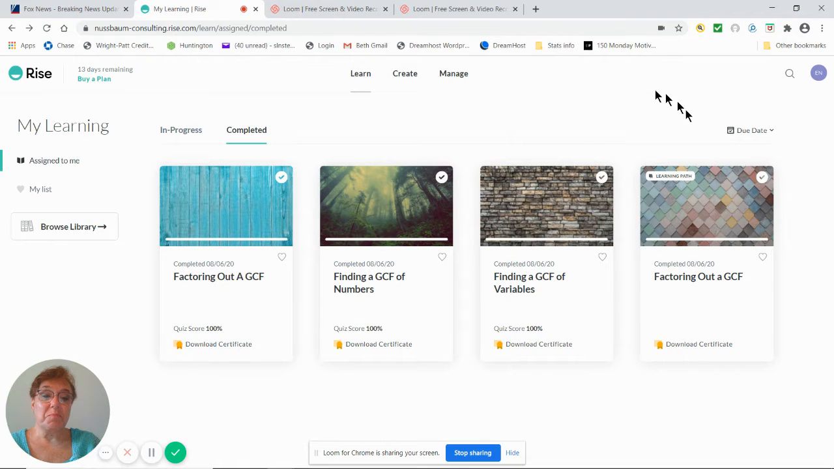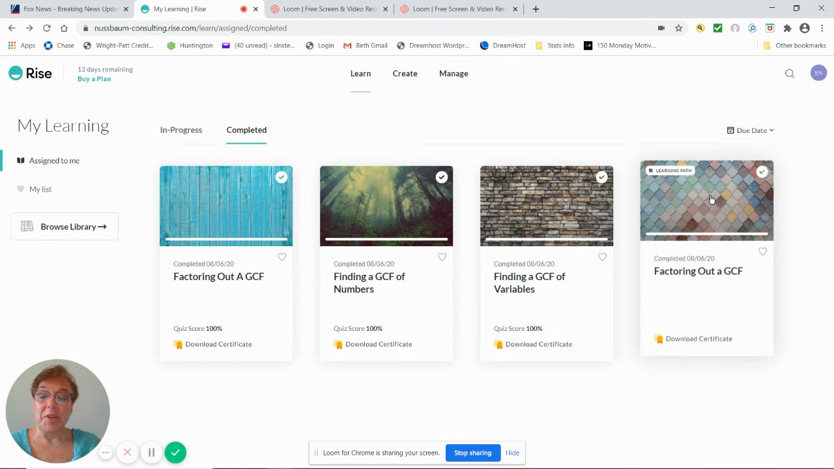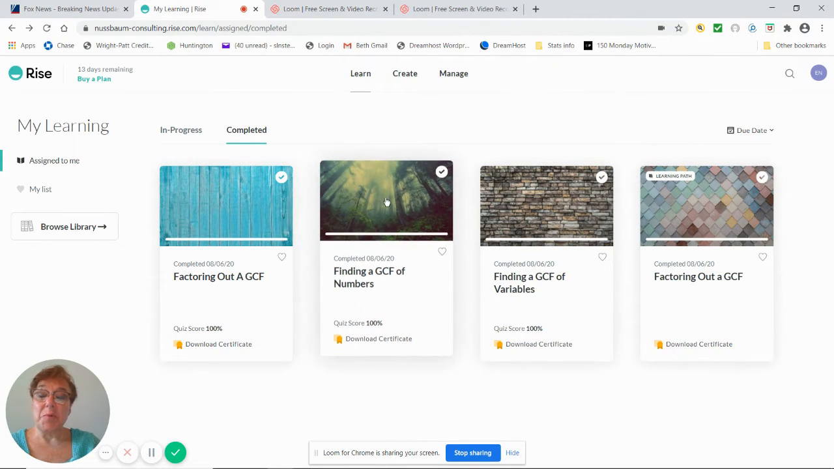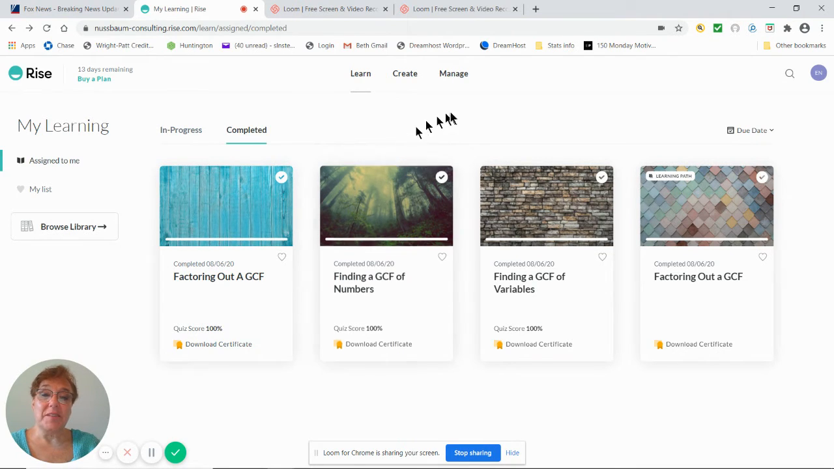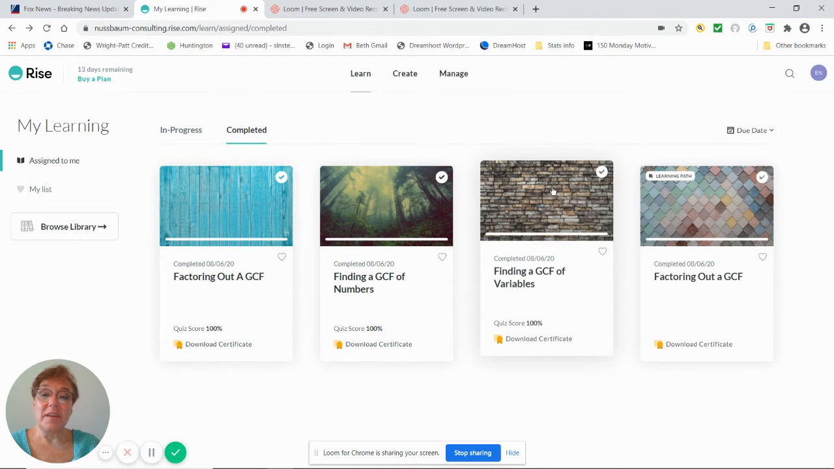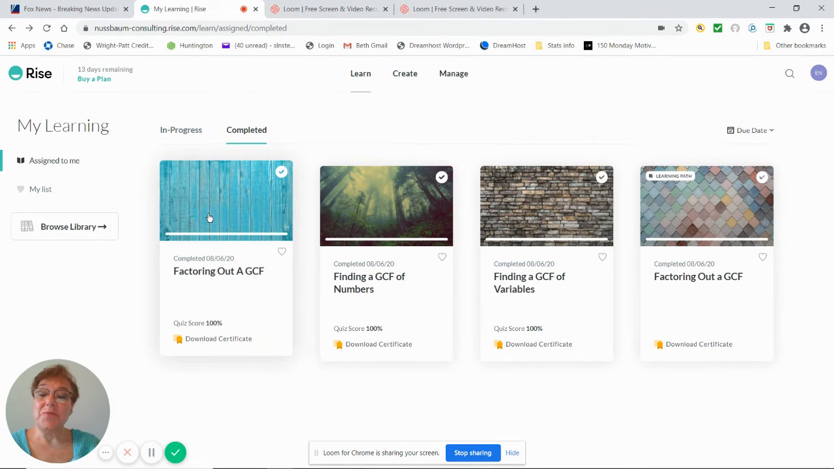After I had the three courses in place, I created a learning path. And what that does is it will take you through the courses sequentially. It will start you with course number 1, finding a greatest common factor of numbers. And you'll go through the course, and at the end there's a quiz. If you score an 80% or better on that quiz, it will then take you to the next course. And if you go through that course and then get an 80% or better on the quiz, it will then take you to the final course where you learn how to factor those greatest common factors out of a polynomial.